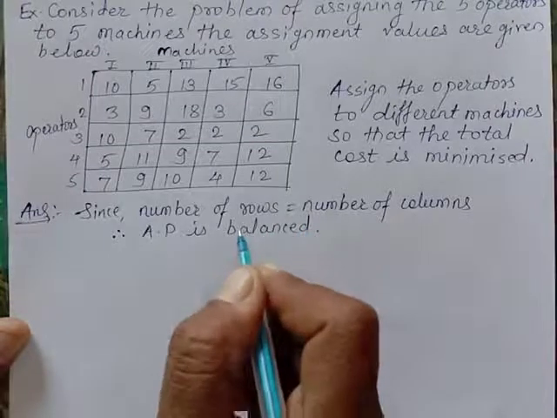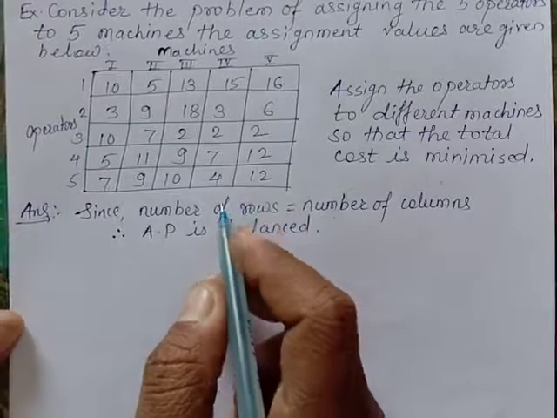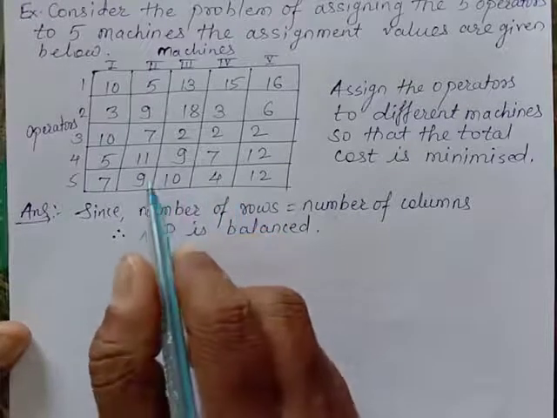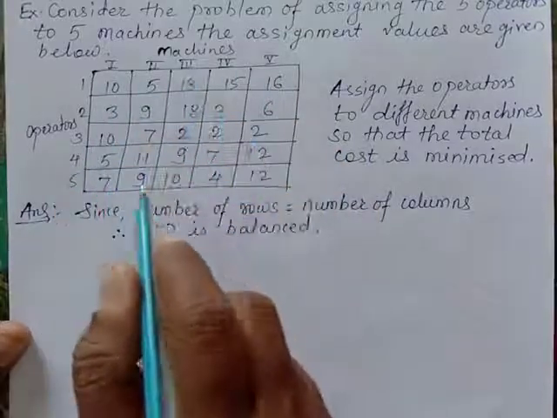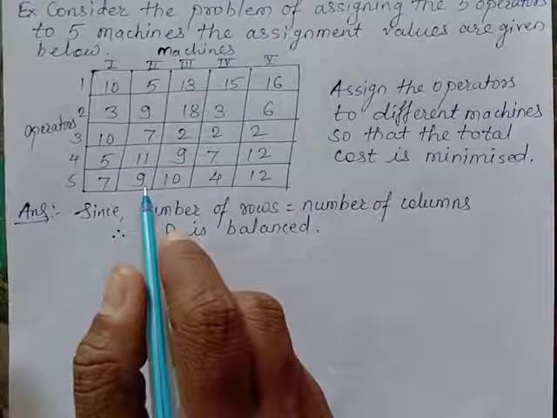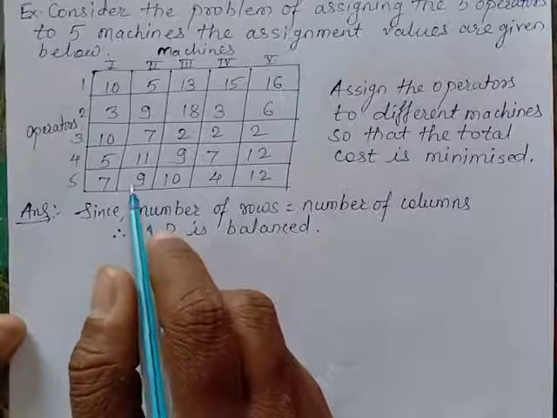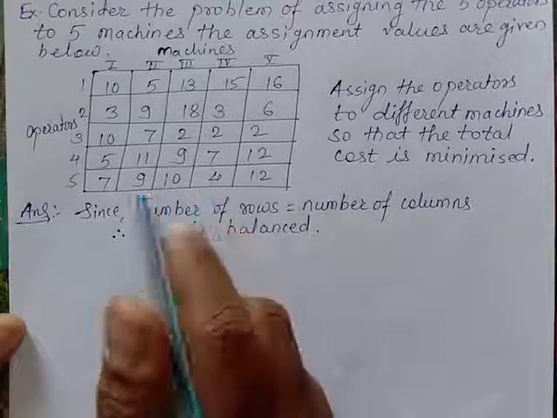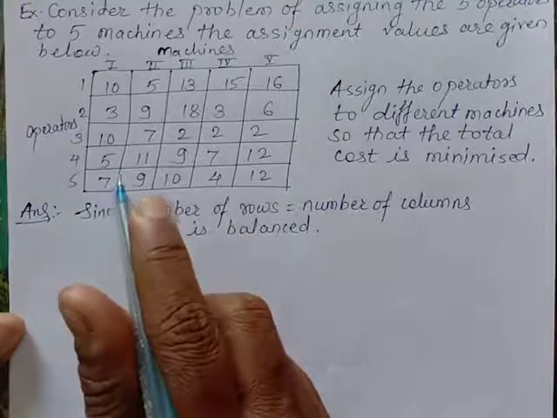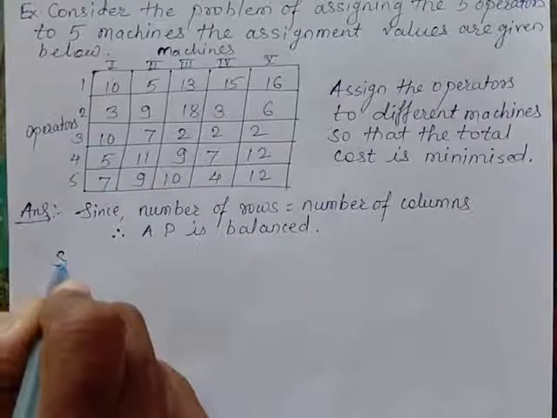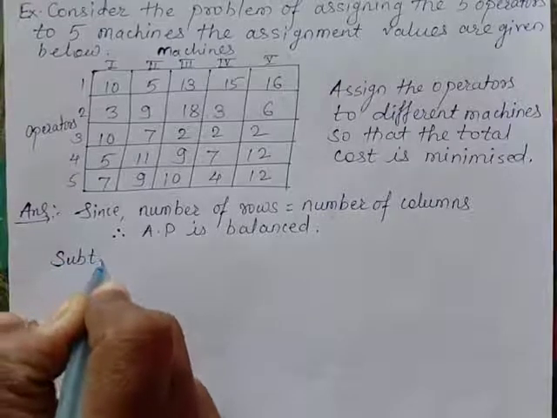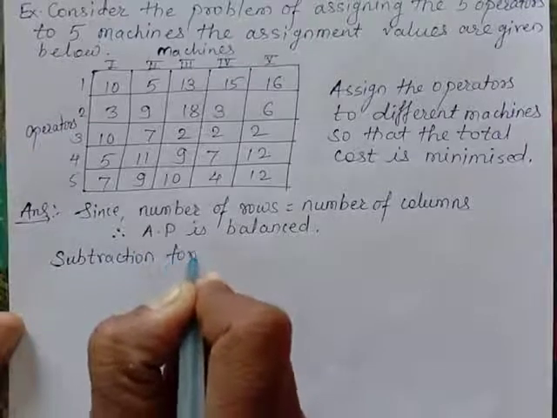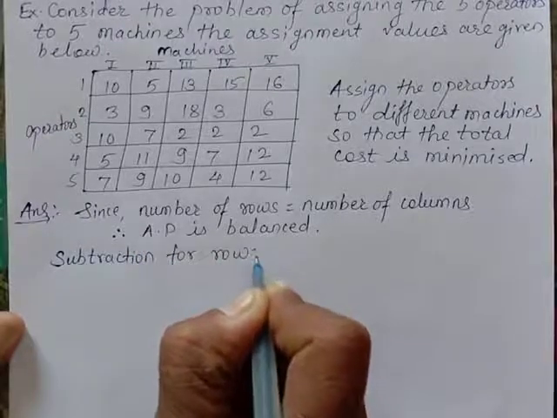Now we know we want initial basic feasible solution to do an assignments. Now in that one, we need zeros in all rows and all columns. So for that we are doing subtraction for rows and subtraction for columns. So if required we will do the other one. Now let's do the subtraction for rows.